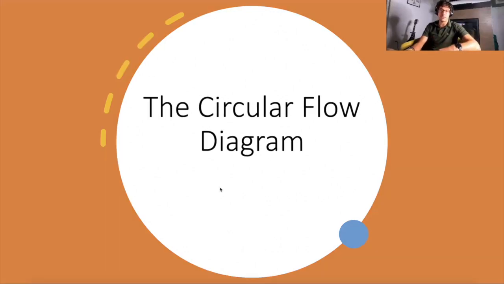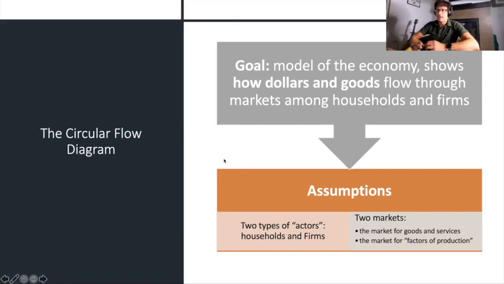So let us start reviewing the circular flow diagram. Now, first of all, what is the goal of this model? The goal of the circular flow diagram model is to try to understand how dollars on one side and goods on the other side circulate across markets between firms and households. So in order to capture, if you want, these flows, we need to make assumptions.